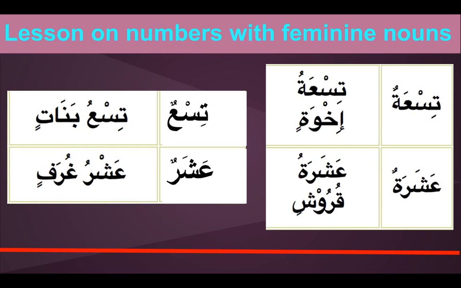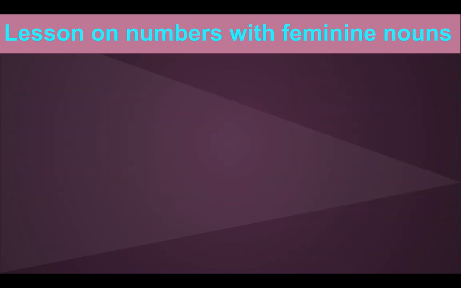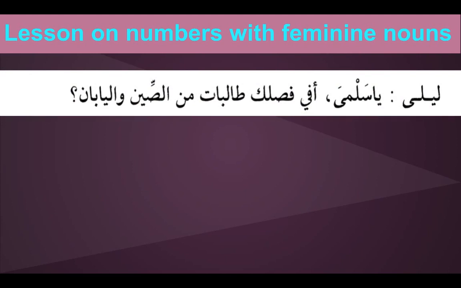So let's do some dialogues from Medina Book 1, lesson number 20 now, inshallah, and just try and have some practice on how these nouns are used, inshallah. So Layla is asking Salma, Ya Salma, afi fasliki. See, afi fasliki. It's not faslika like in the previous session. So afi fasliki talibatin min as-sin wal yaban. In your class, do you have female students from China and Japan?